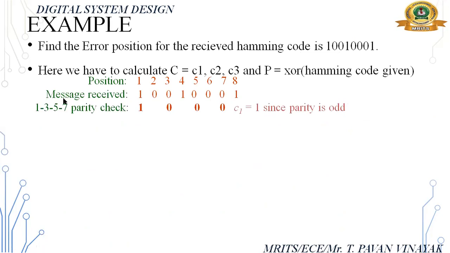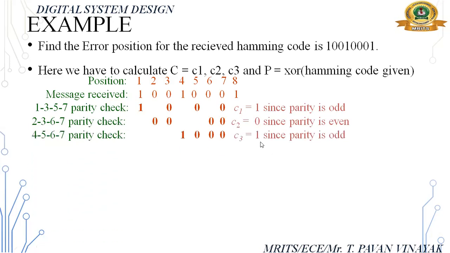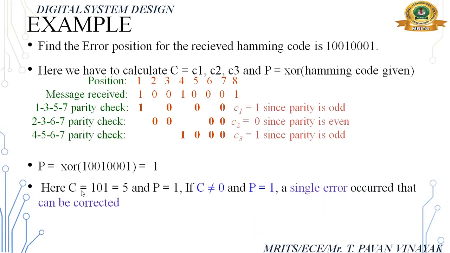C1 is equal to 1. C2 is equal to 0. C3 is equal to 1. So 4, 5, 6, 7 positions for calculating C3. Next P. P is XOR of entire Hamming code. How many ones are available? 1, 2, 3. So 3 ones are available. So XOR is odd, so we write 1. Next, C is equal to 101, which is 5. P is equal to 1.